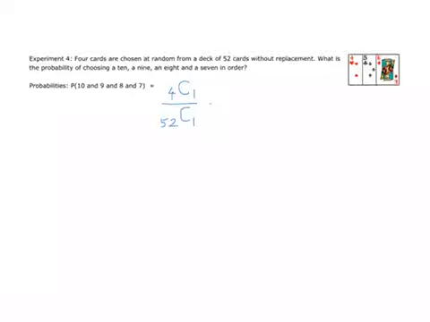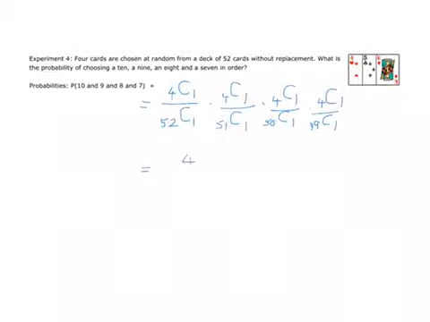Now I want to choose a 9 next. And now I've got 4 9s, and I want to choose one of them. So 4 choose 1. And I've got 51 cards left because I didn't replace the first one. So 51 choose 1. And I want to choose an 8 next. So I've got 4 8s and I want to choose one of them. So 4 choose 1, divided by 50 choose 1. And then I've got a 7 to choose, and I've got 4 7s, so 4 choose 1 over 49 choose 1.